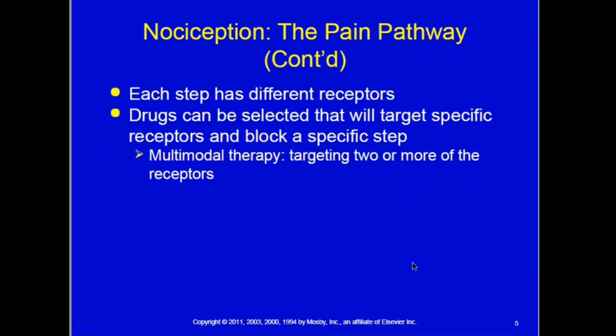Each step has different receptors. So, according to the receptors, drugs can be selected that will target specific receptors and block a specific step so that the pain is relieved. And if we are targeting different specific receptors, then it is multimodal therapy. That means we are using multiple drugs. For example, if we use opioids combined with NSAIDs, combined with some regional blocks, that is multimodal therapy. In multimodal therapy, we are targeting two or more of the receptors to control the pain.